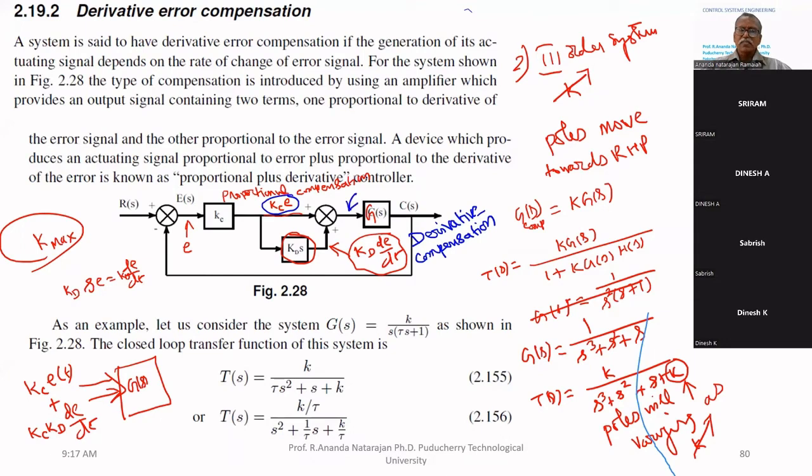What we are giving as input to the system is Kc multiplied by error plus Kc Kd d by dt. Why Kc? Kc is before this branch, so it is there. Therefore, Kc, Kd, d by dt. These two are input to the system. What will happen to the system, we will see now.